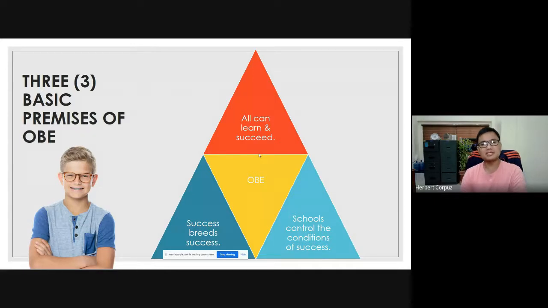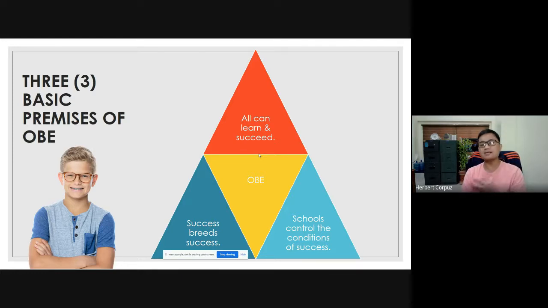And third, schools control the conditions of success. That's why if you observe in our preliminary discussion, we made mention of the graduate attributes. And that is one way that schools are controlling the conditions of success for students. Similarly, inside the classroom in OBE, teachers are merely facilitators of learning. And that is what we mean by controlling the conditions of success. Teachers are making use of rubrics as a scoring tool to provide scores to every learning output of students. That is what we mean by controlling the conditions of success.